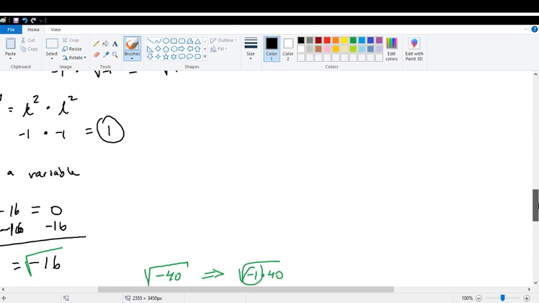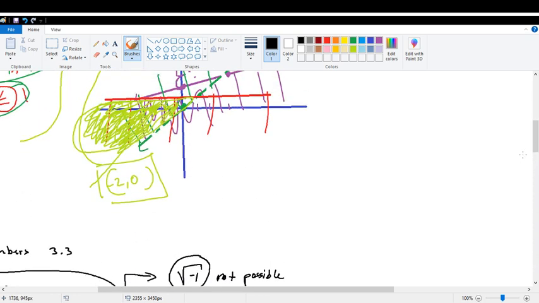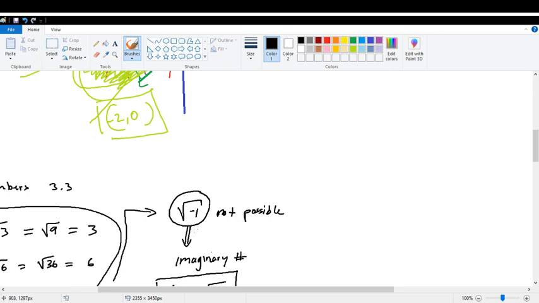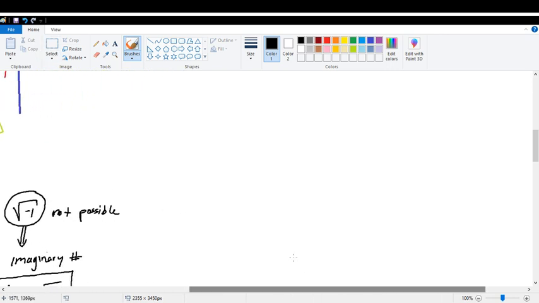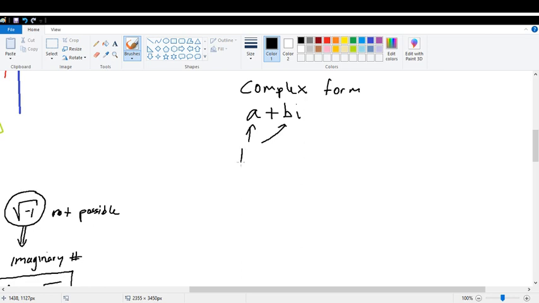Alright, feel free to pause that and come back to that later if you have to. Let's move on to the next portion of this lesson. Sometimes you're going to have something that looks like this, a plus bi. And this right here is what we call the complex form, or the imaginary form, where a and b are real numbers. The i, obviously, is imaginary. Okay, and you are going to be asked to work with something like this.